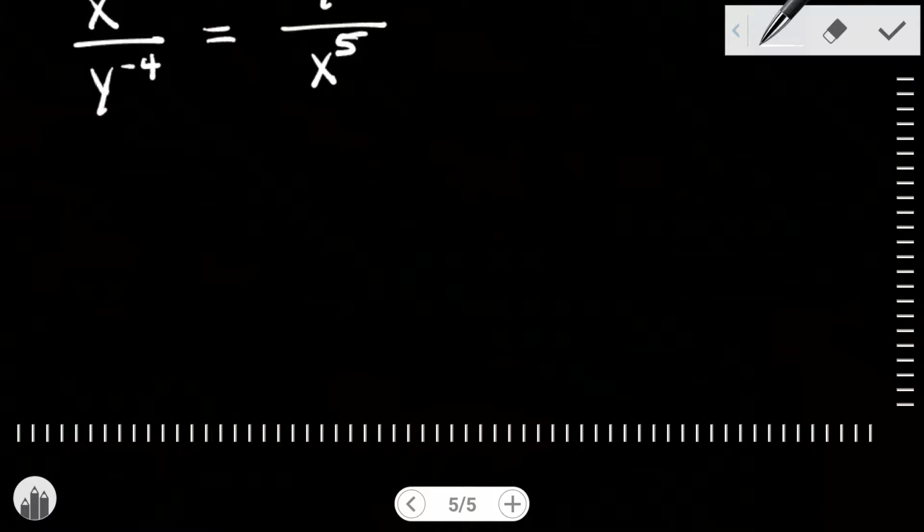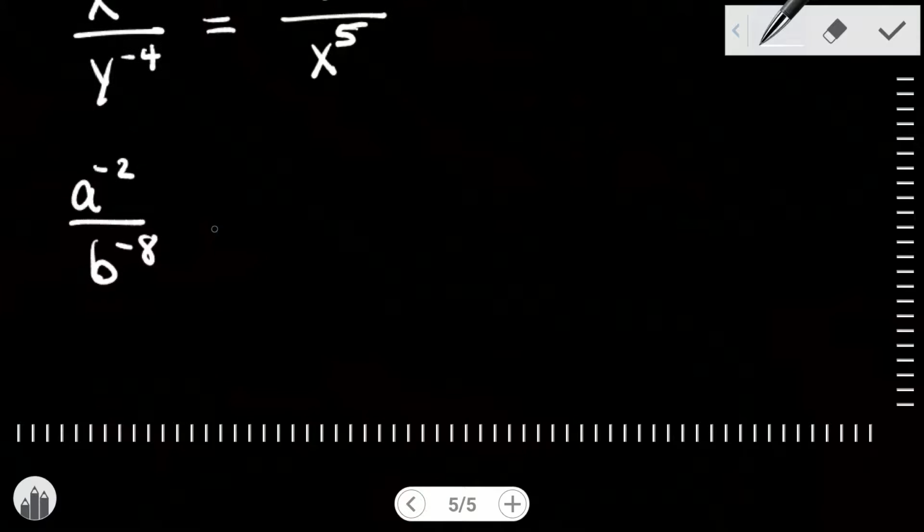Let's do a couple more. So let's see, we have a to the negative 2nd and b to the negative 8th. Whenever you have that negative exponent, it gets flipped. So it'll be a to the 2nd, or a squared, on the bottom, and b to the 8th on top.